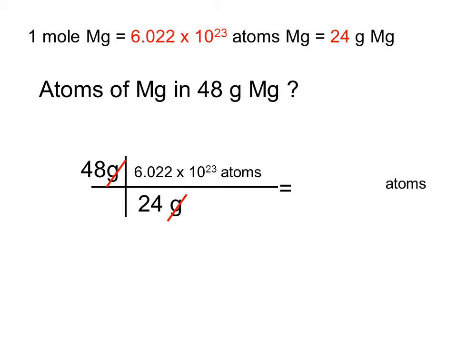48 divided by 24 is 2. 2 times 6 is 12. Carry over the 10 to the 23rd, and you got it. Now, if you want to convert it to scientific notation, just move this decimal one place to the left and raise that exponent by 1. And you got it.